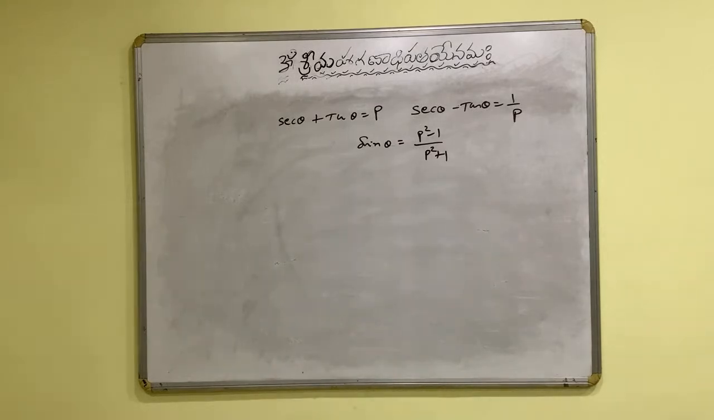I think we have two equations here. Is that right, children? One is secant theta plus tan theta is equal to P. The other one is secant theta minus tan theta is equal to 1 by P. By using these two equations, can we find out secant theta or tan theta? Is that right?